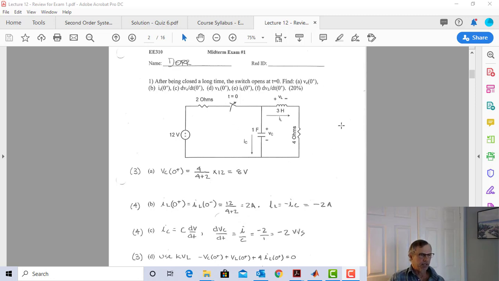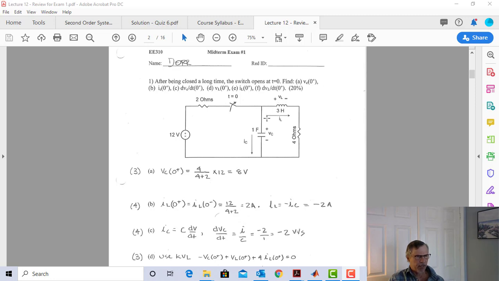What else do I see here? At t equals 0 minus, the switch is closed. So what do I know? I know from my rule that I have no current in the inductor, and I have no current through the capacitor, and I have no voltage across the inductor. So therefore, there's no current down here, and there's no voltage here, so it looks like I just have a voltage divider at t equals 0 minus. So I can get that voltage pretty easily.